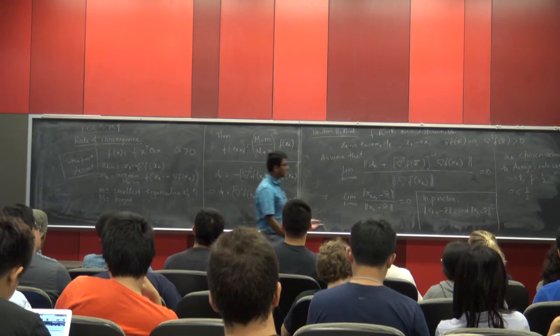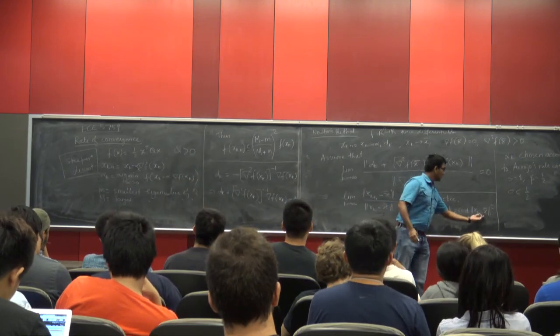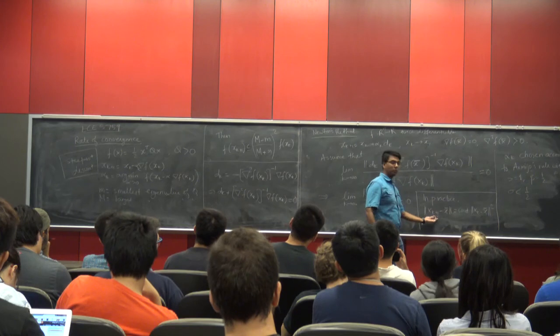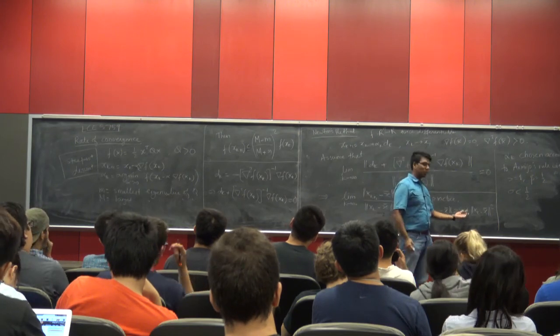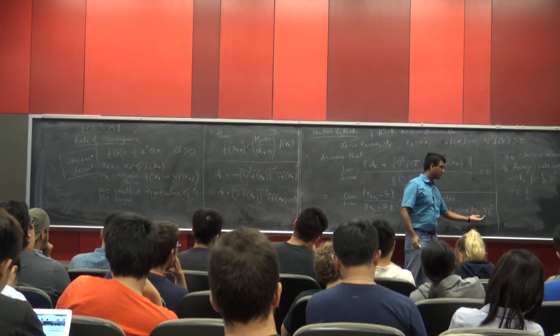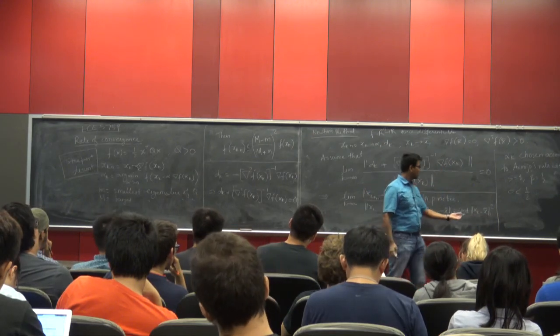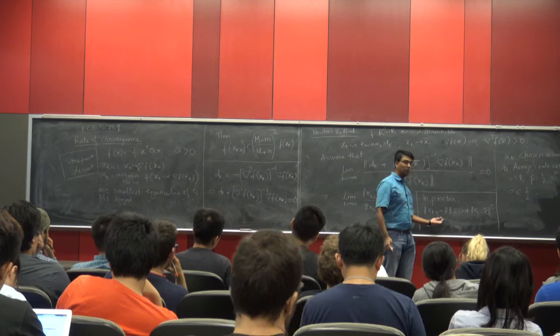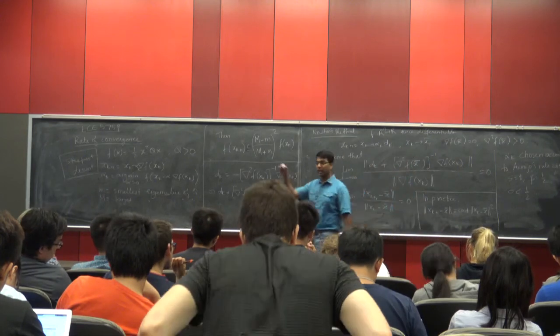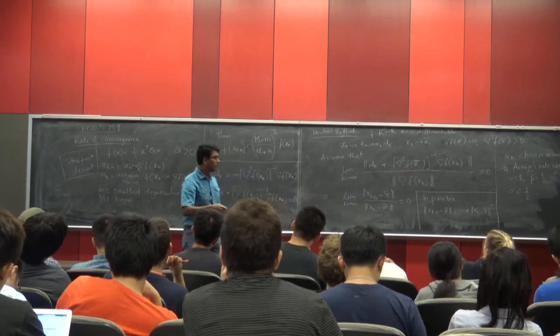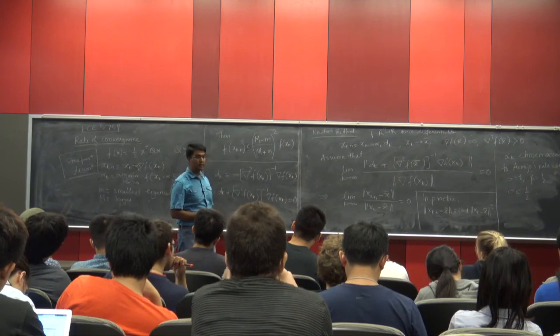Okay, if this is half, this would be 1/4. Okay, assuming the constant is 1, but the constant doesn't really matter. If this is 1/4, then this is 1/16. If this is 1/16, then this is 1 over 256, and so on, right? So the error reduces very rapidly in Newton's method.